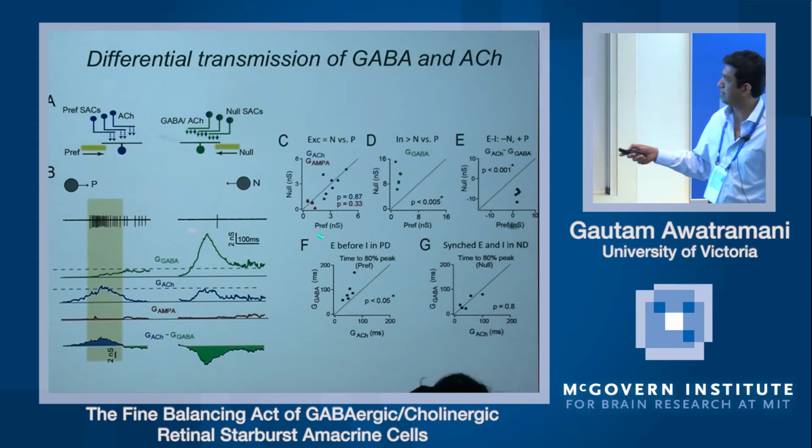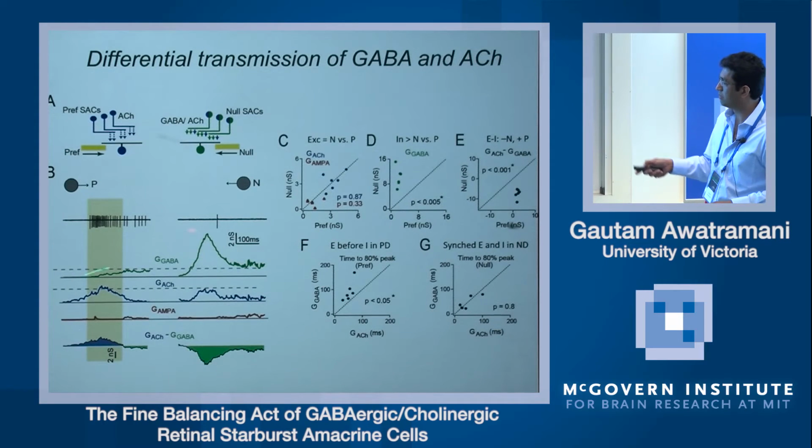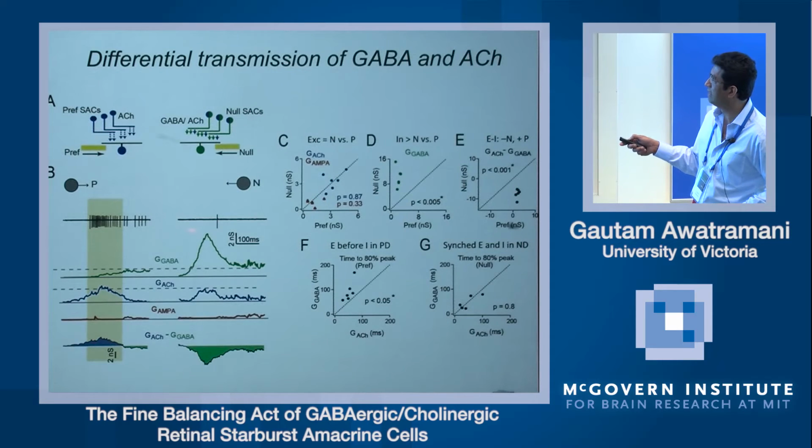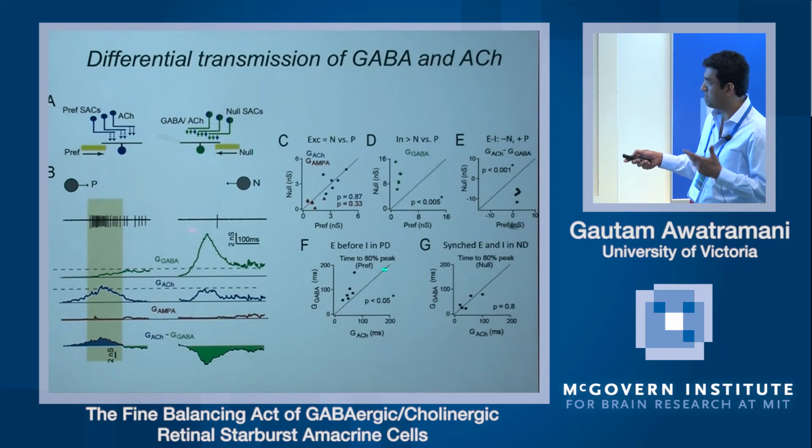This summarizes that this holds for many cells, so you always see that excitation is equal in the preferred and null direction and falls along the straight line. If you look at inhibition, it's much larger in the null direction. If you look at the balance, it's always positive in the preferred direction and negative in the null direction. And you look at the timing, it's always E before I. And in the null direction, they're always synced up.